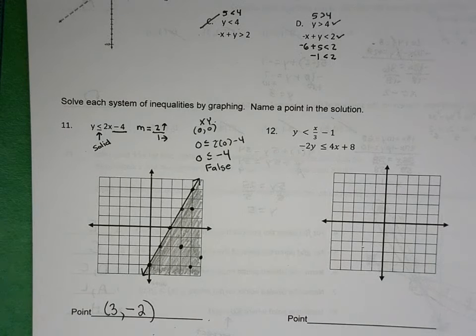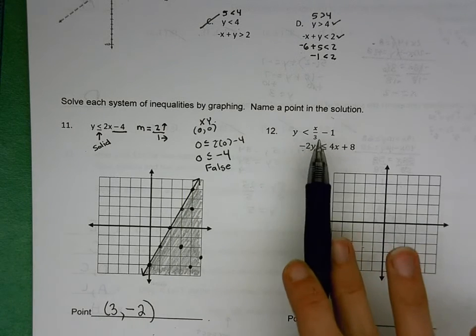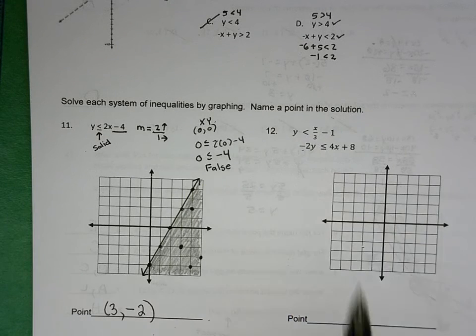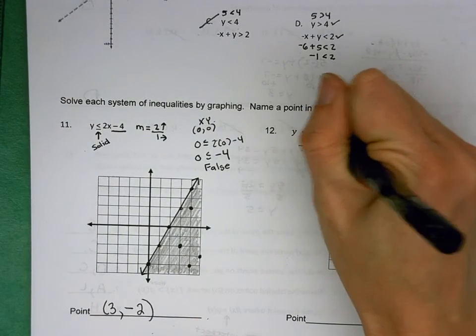Okay, here we go. Next up, we've got number 12. This one's a system of inequalities, so we're going to do it twice. We have y is less than x over 3 minus 1. So remember, this is the same thing here as 1/3 x.